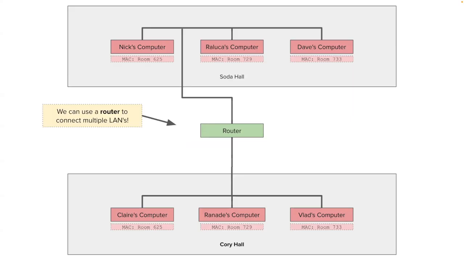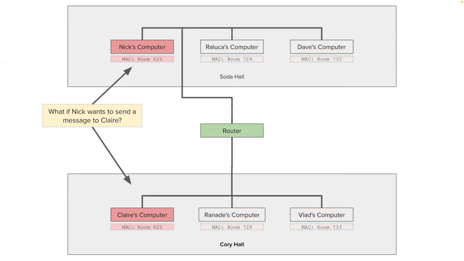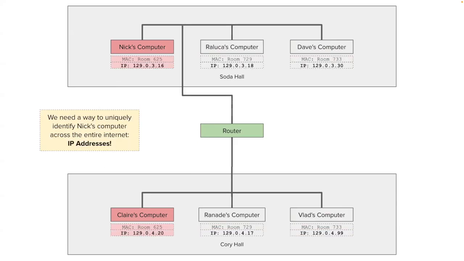We can use a router to connect multiple LANs. The way it works is that we're going to introduce another layer, which is the internet network layer, or the layer that requires IP, if you are more familiar with this notion. So basically this layer connects multiple local area networks to form a wide area network. Let's say now Nick wants to send a message to Claire, and Claire is in Corey Hall. We need a way to uniquely identify Nick's computer across the entire internet, which is going to be the IP address. So now we have an IP address under each computer as well.